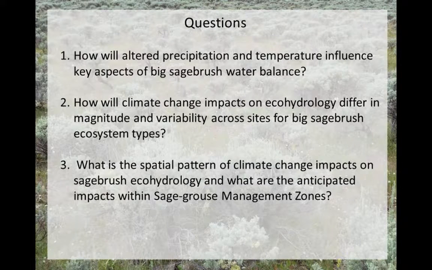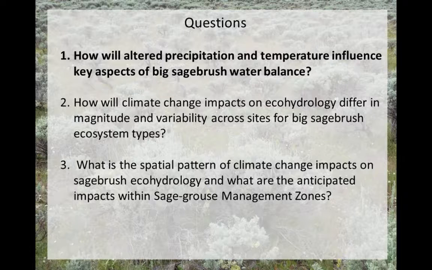And so the questions we tried to address with this work were, first, how will climate change impact soil water dynamics? And this question focuses on all sites across the range. So how are all these sagebrush sites going to change on average in the future? And then the next 2 questions address how those climate change impacts on ecohydrology will vary across those 898 sites. So specifically, how will climate change impacts vary across the big sagebrush ecosystem type that John described? And how will those impacts vary spatially across the range? And to do that, we used the 7 sagebrush management zones to summarize the spatial patterns.